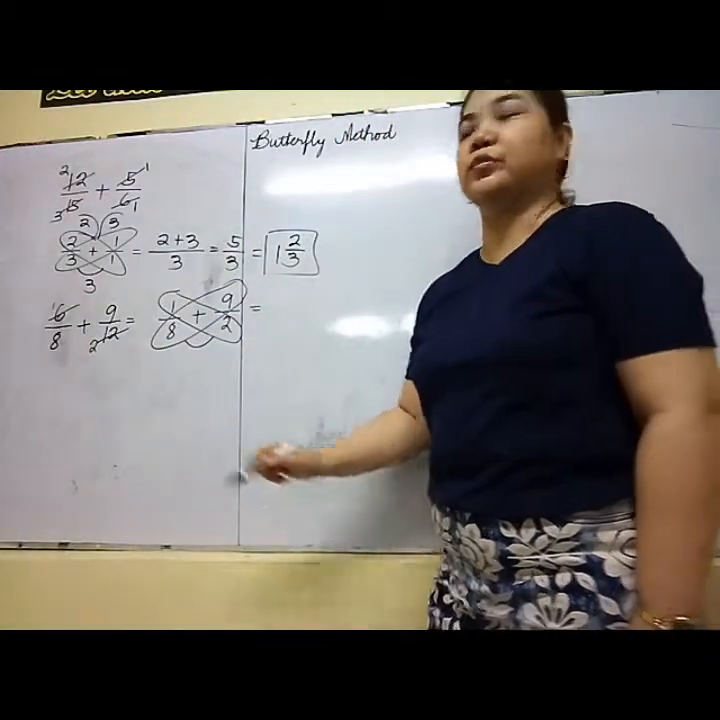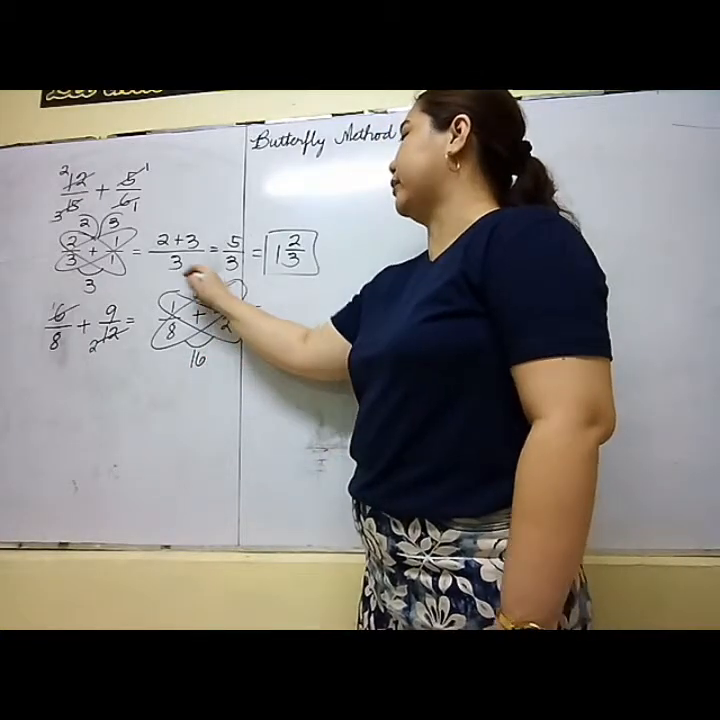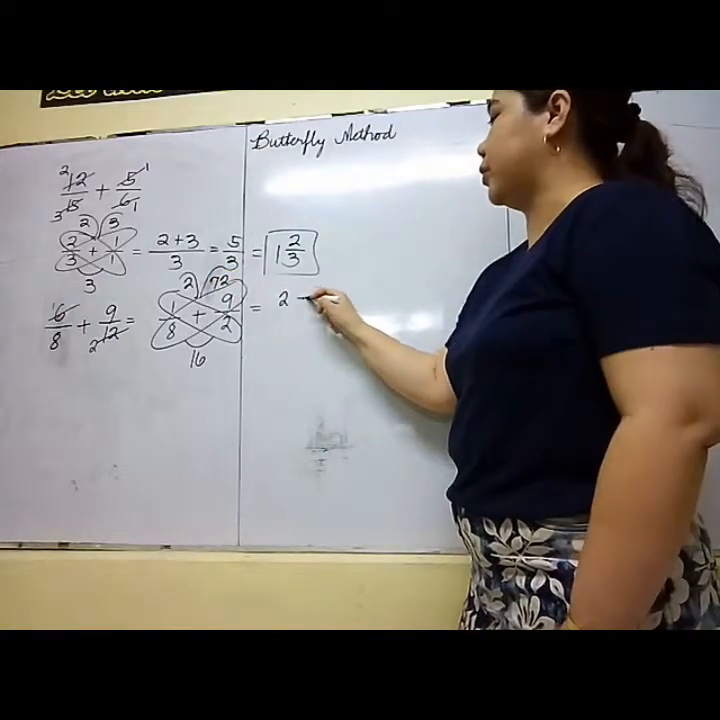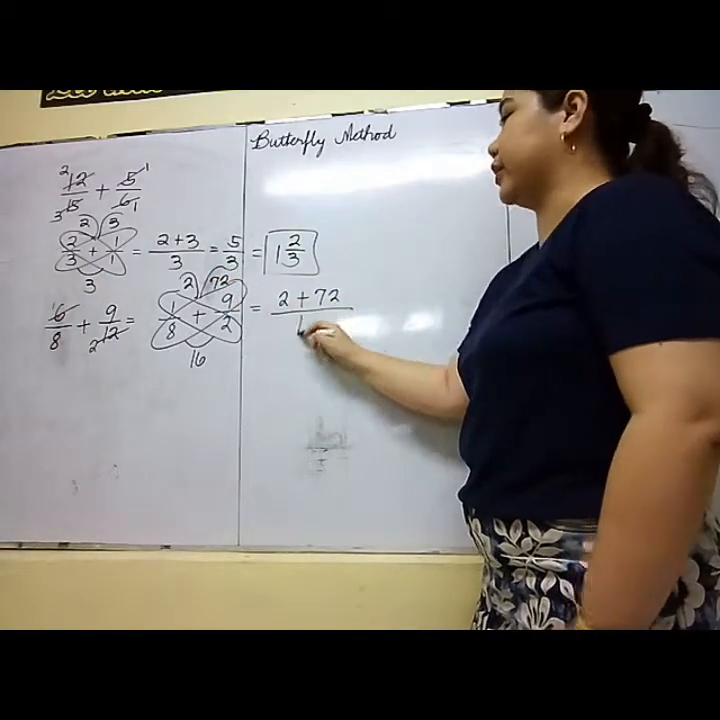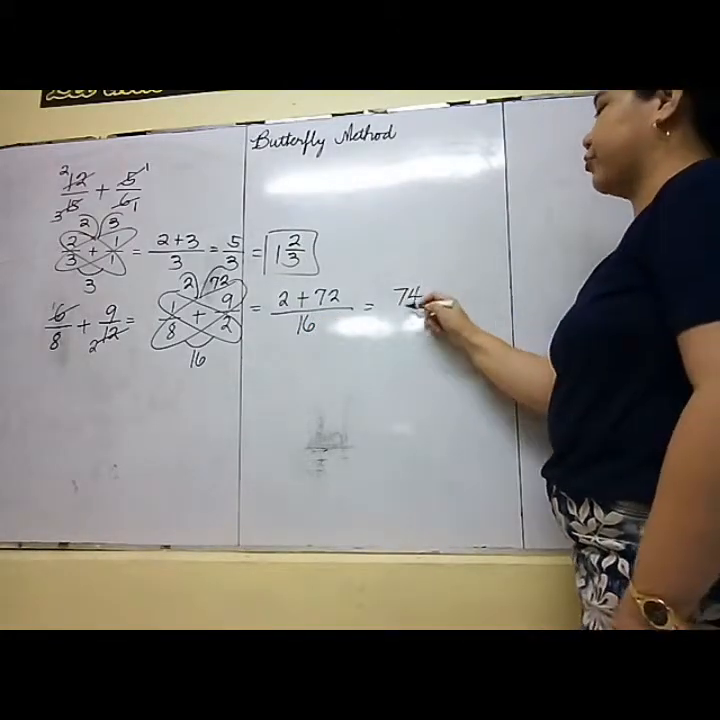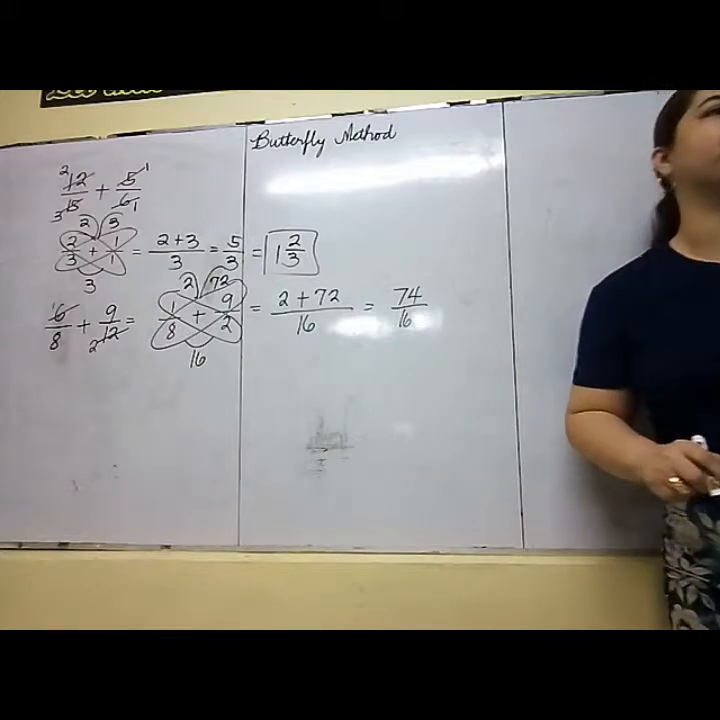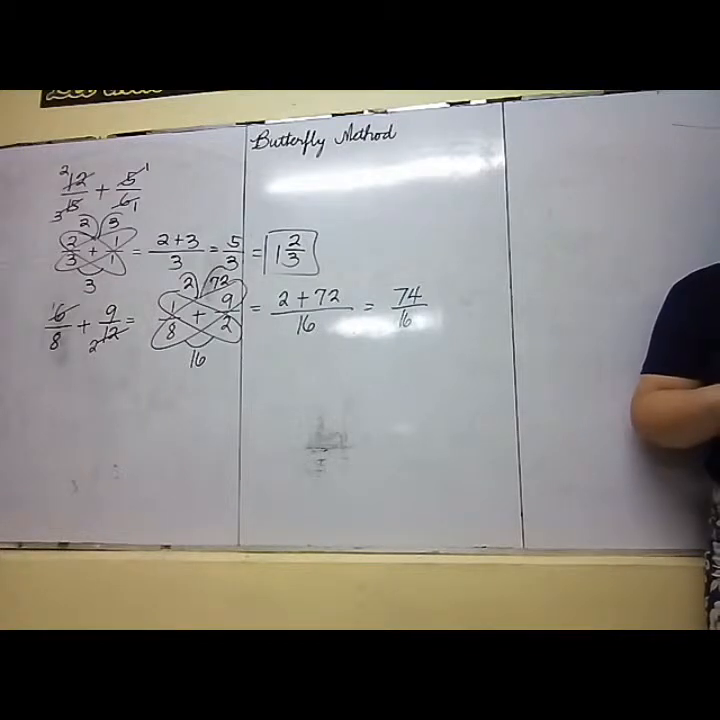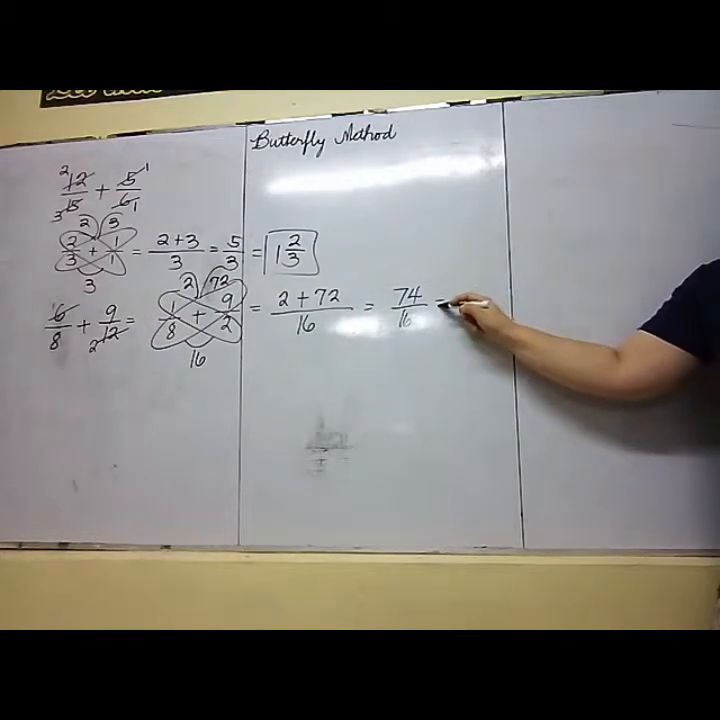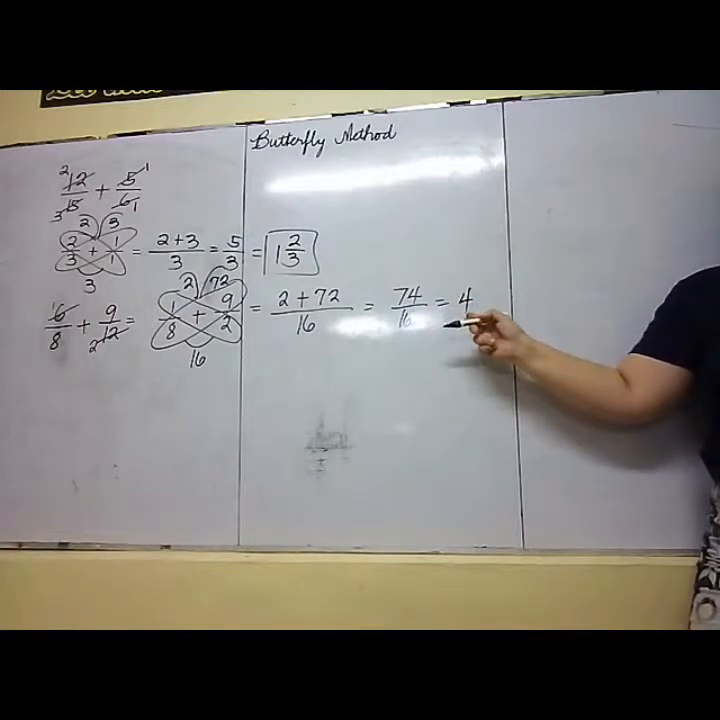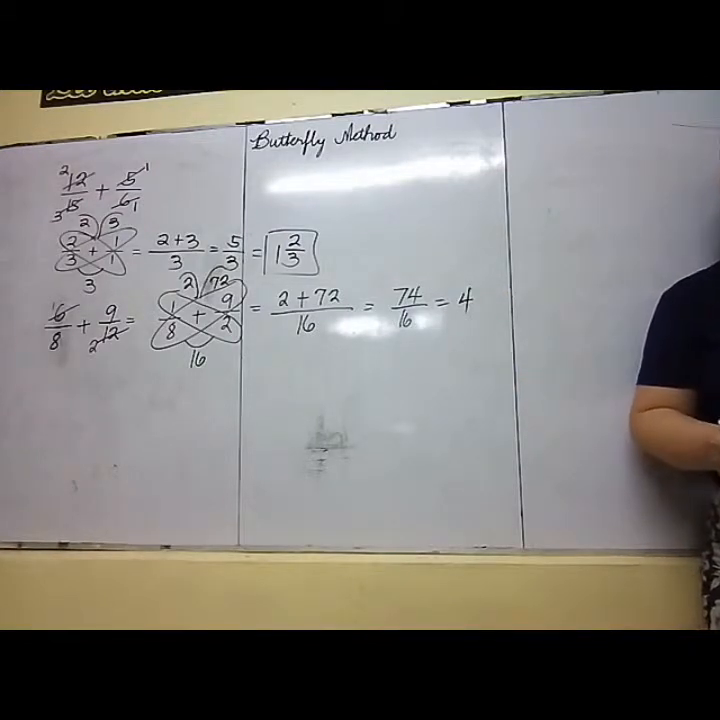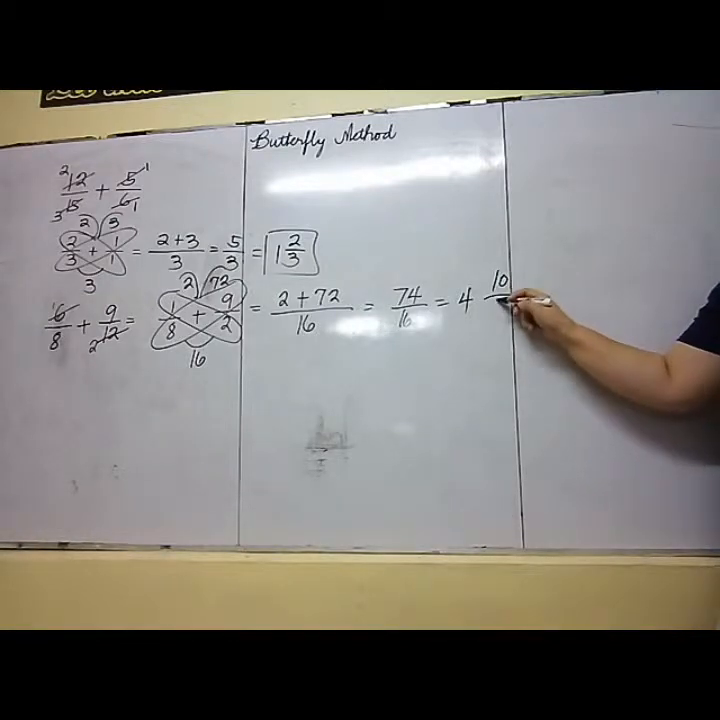8 times 2? 16. 2 times 1? 2. 8 times 9? 72. So 2 plus 72, 74 over 16. Oh, divide. 74 divided by 16. 4. Okay, 4. Ilan yung remainder? 16 times 4 minus 74? Ilan na natira? 10. So 10 over 16.